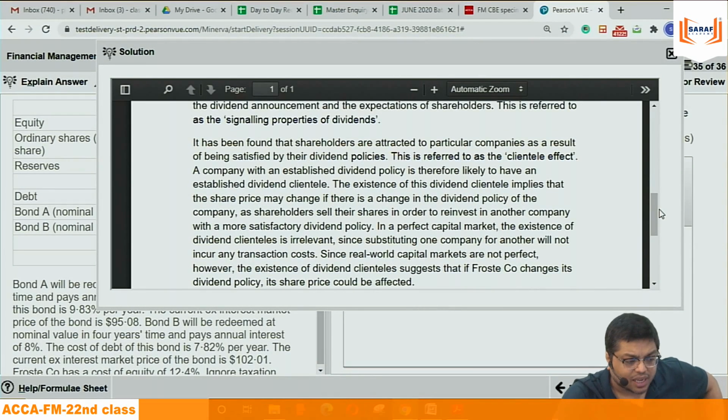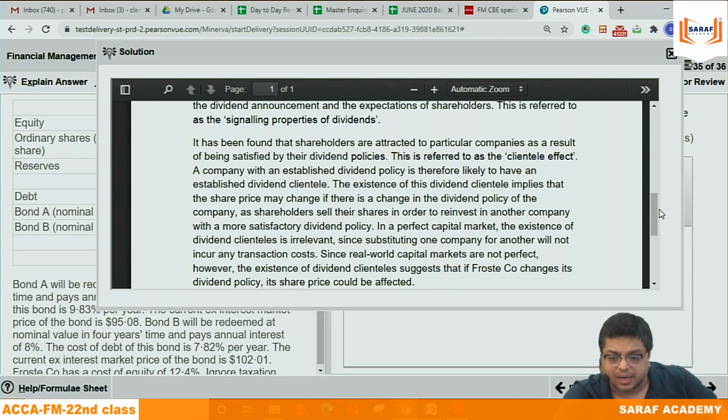It has been found that shareholders are attracted to particular companies as a result of being satisfied by their dividend policies. That is, 40% they are paying. This is referred to as clientele effect. A company with an established dividend policy is therefore likely to have an established dividend clientele. The existence of this dividend clientele implies that the share price may change if there is a change in the dividend policy of the company, as the shareholders sell their shares in order to reinvest in a company with a more satisfactory dividend policy.